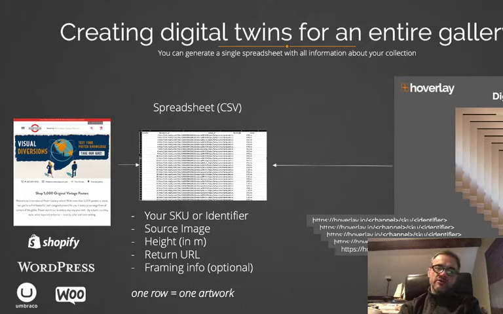If you add information, you can add a mat, you can add a frame, and there are different color options and sizes that you can choose from. And that's it. Then Hoverlay is going to take that information and generate the twins and a unique link for each based on the SKU and your channel name. It's as simple as that. And again, this is something we can do in half a day, and so you can have your links ready and either add them to your site or start to send them around for people to look at on their wall.